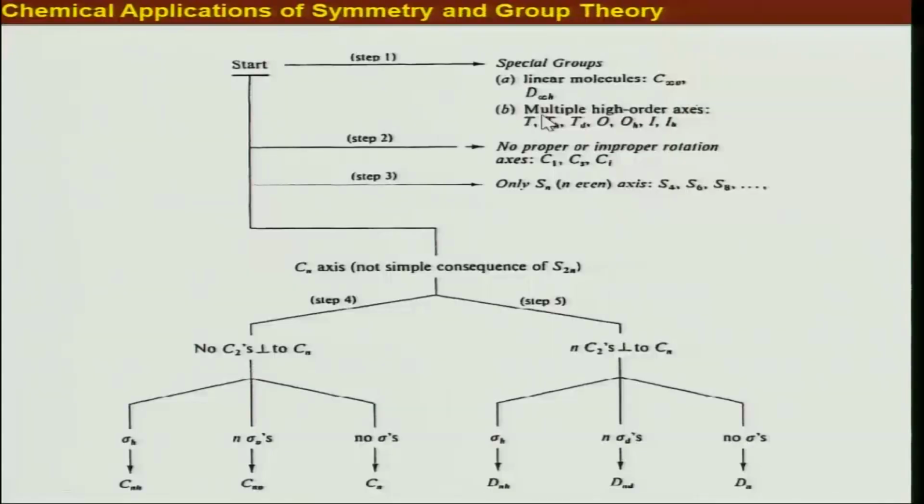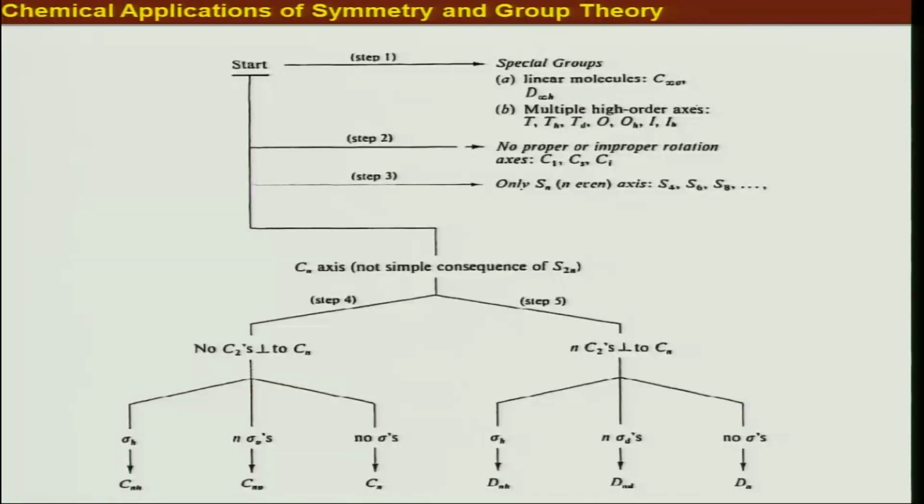We'll come to that. The second thing you can ask is whether the molecular structure under consideration has multiple higher order axes. What does that mean? By higher order axis I mean any Cn where n is greater than 2. For example, if I have a C3, I will look for any other C3 in that particular molecule. I am talking about the elements.